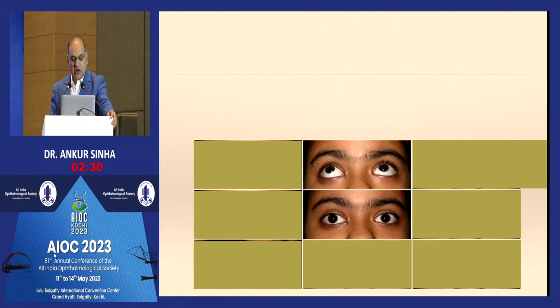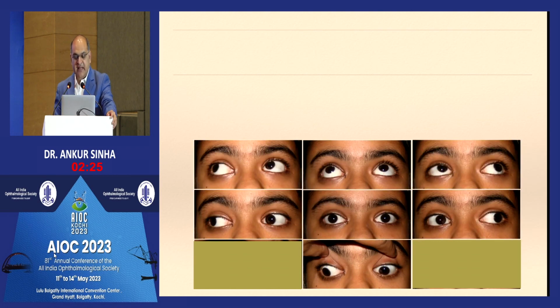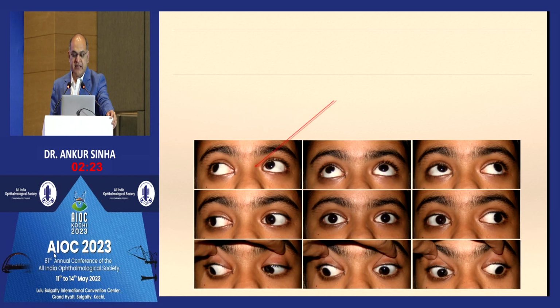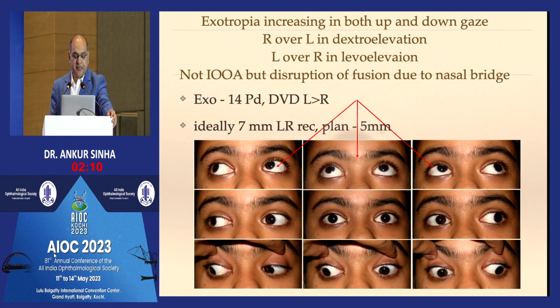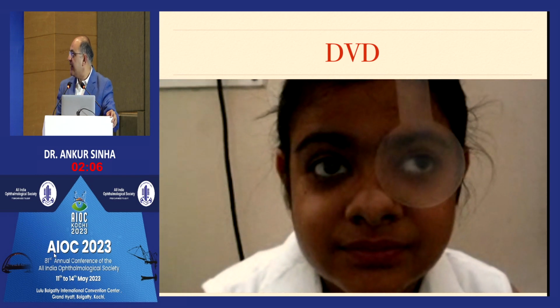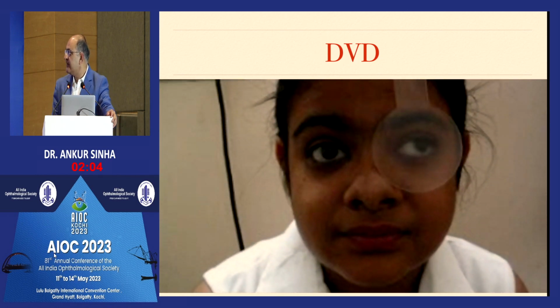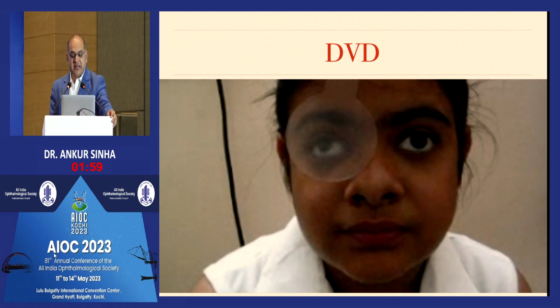Now this is a case of a DVD with divergent squint. Here we see that the patient has exotropia which is increasing in both up and down gazes. This is probably because of the nasal bridge, which is disrupting the fusion. There are no significant inferior oblique overactions, and the patient has a DVD which can be assessed in this video. We can see the DVD in the left eye, the eye goes out and up. Similarly, there is a DVD in the right eye where the eye goes up and out again. So the patient has a bilateral DVD.